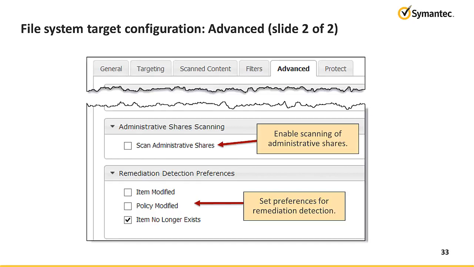Select Policy Modified to track cases where the relevant policy has changed since the last scan, so that the unmodified file no longer triggers an incident. Select Item No Longer Exists to track cases where the confidential file has been removed. If you select any automated remediation detection options, Network Discover records the selected remediation types in the individual incident reports, or incident snapshots. Refer to the Symantec Data Loss Prevention Administration Guide for detailed information on filtering and advanced remediation options.